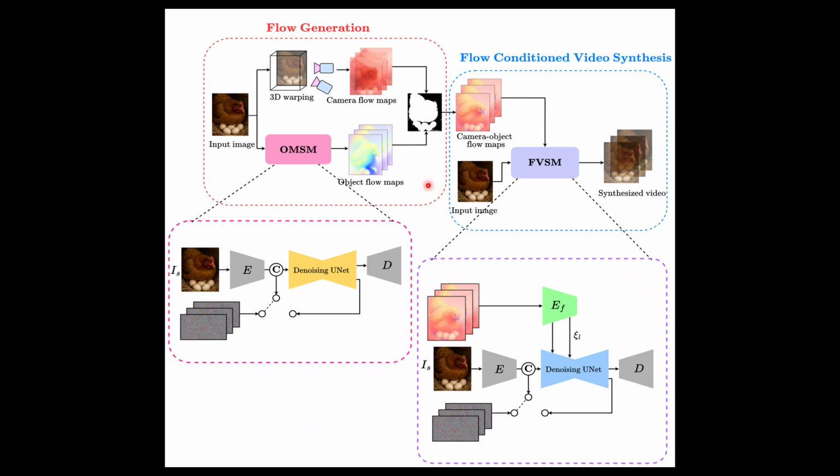In the second stage, the system actually generates the video frames. A diffusion model called the flow condition video synthesis model takes two inputs: the original image and the generated optical flow maps. The flow maps act as a motion guide. During the diffusion process, the model receives multi-scale flow embeddings that tell it how each region of the image should move across time. As the diffusion model denoises the latent video representation, it uses this flow guidance to synthesize frames that follow the desired camera trajectory while maintaining realistic object motion.